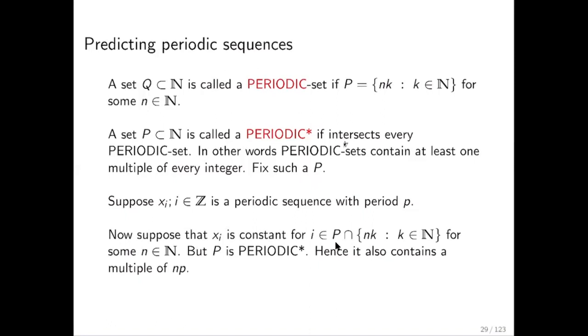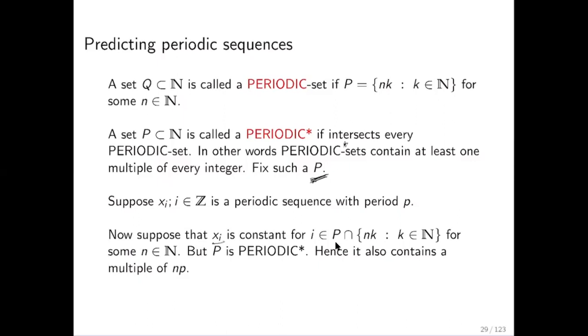Suppose we know that it is periodic with period p. So if I look at any multiple of p, then the sequence will be the same. But I can't see the entire sequence. I can only see the sequence along this fixed set P, this periodic star set P. But now suppose I don't know what the period is a priori. I only know that it is periodic.